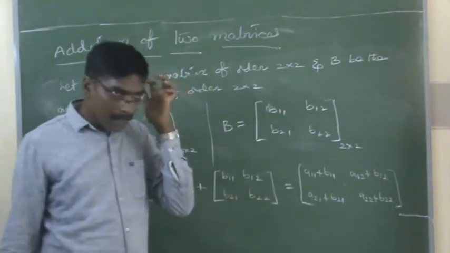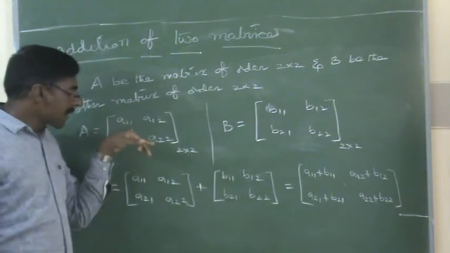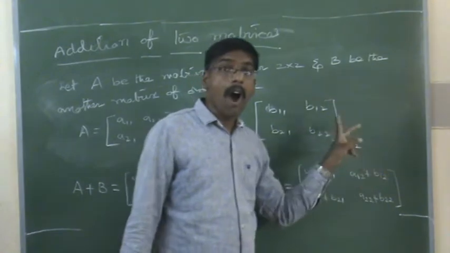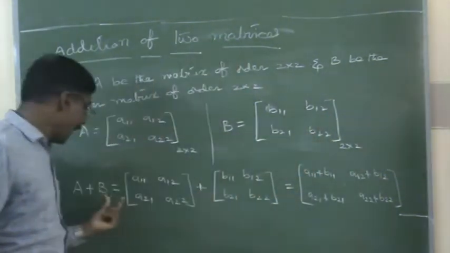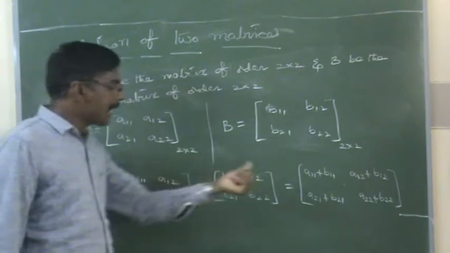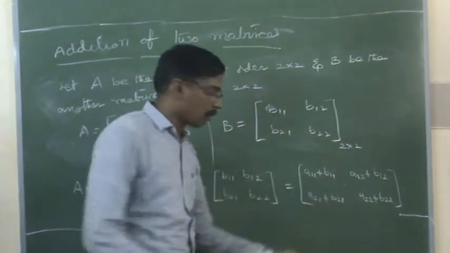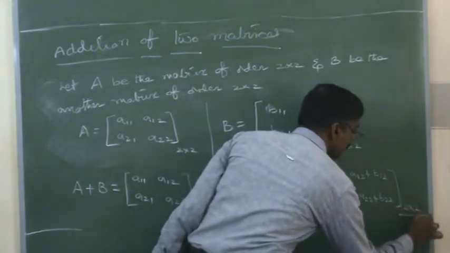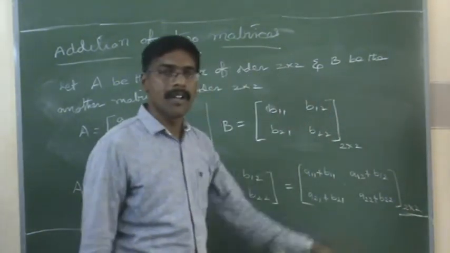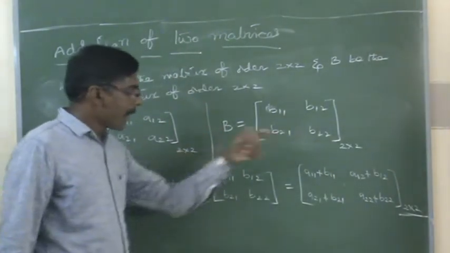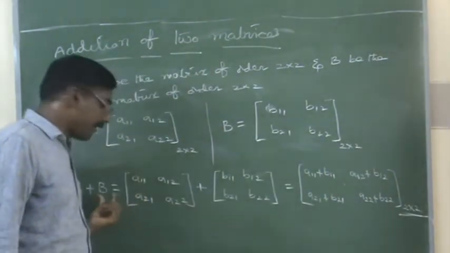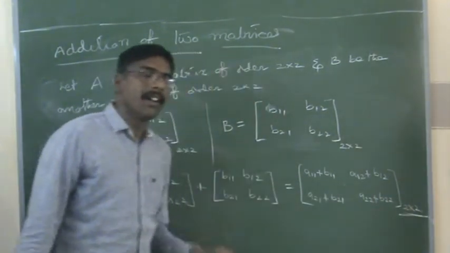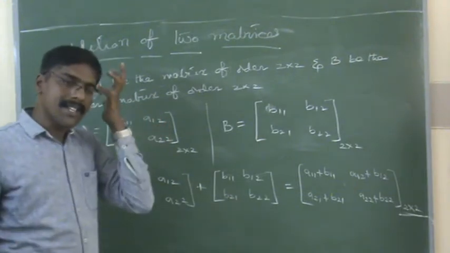See here, very important for you. A matrix order is 2 by 2. B matrix order is 2 by 2. After adding, that is A plus B, the resultant matrix order is also 2 rows, 2 columns. That is, after adding, the resultant matrix order is also the same. Matrix A order, matrix B order, and after adding, A plus B order is also the same. This is a condition for the addition of the two matrices concept.